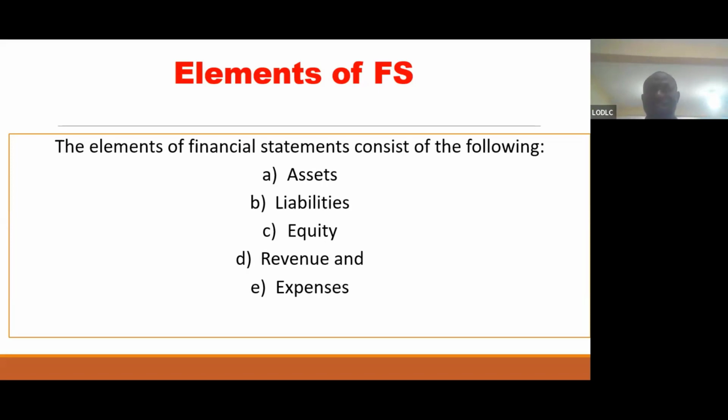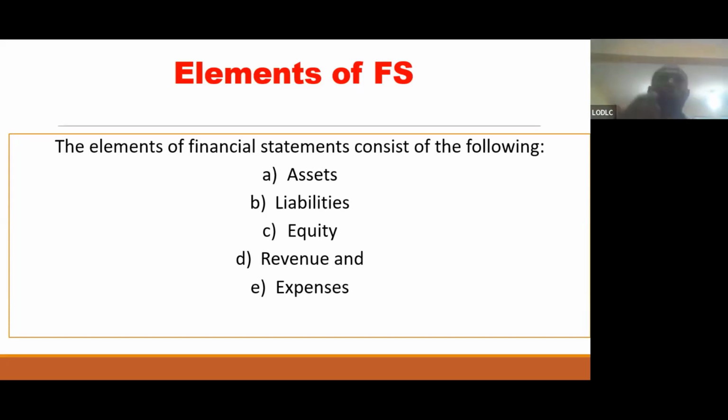What do I mean by assets? Look at this building, for instance. This is an asset of the university. This building is a resource, and the control of this building is in the hands of the university management. This building has generated a lot of revenue for the institution. They are resources from which future economic benefit will flow to the entity. So it's generating a lot of revenue for the institution. So that's what we mean by assets.